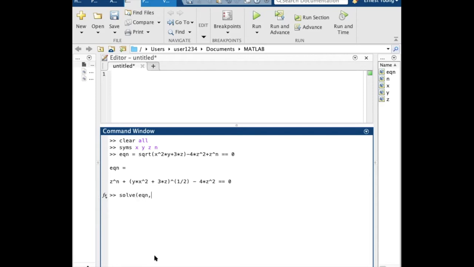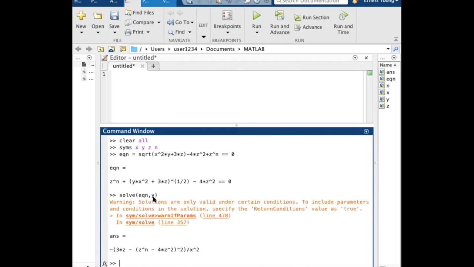If you want to solve in terms of y, so we express y as something of x and something of z, then we put y. If you want to express in terms of x, you change it to x. If you want it in terms of z, change it to z. Let's say I try y.